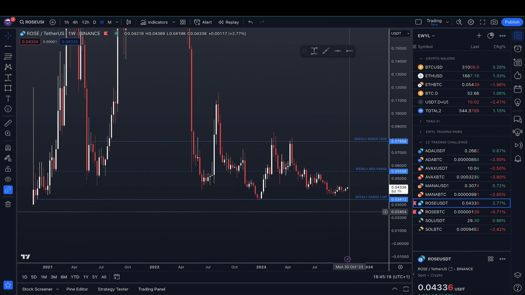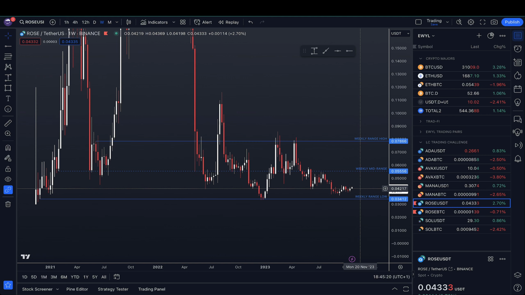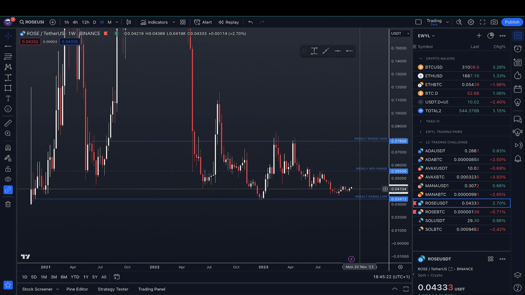I think this is an excellent buying opportunity, risk reward. Of course, if you like the project, you've done your research, all that good stuff. What I'm not doing today is financial advice. What I'm looking at is as a trader, or if I were an investor, and of course what my strategy is as I'm doing the trading challenge.